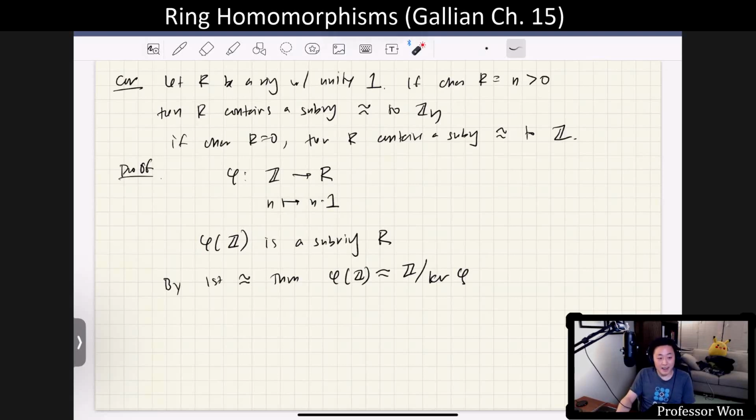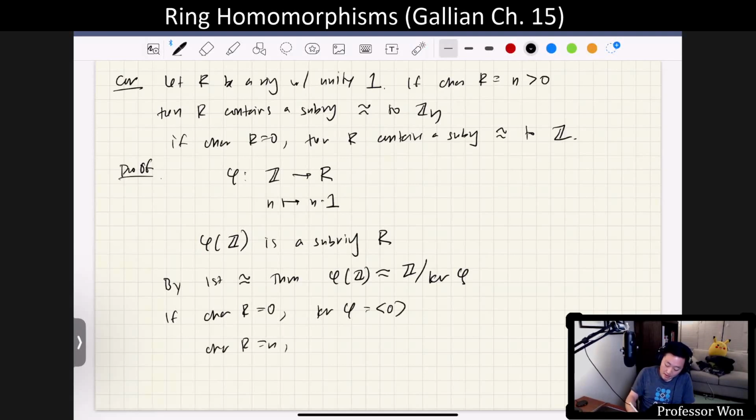On the other hand, if the characteristic is n, then the kernel of phi is just the ideal generated by n, because every time you hit n, you go back to 0, and then you start over again. Right, so if the characteristic of R is 0, the kernel of phi is trivial. And if the characteristic of R is n, then the kernel of phi is generated by n, which means that R has a subring, phi of Z, which is either isomorphic to Z mod 0, which is Z, or Z mod n, which is what the corollary claims.